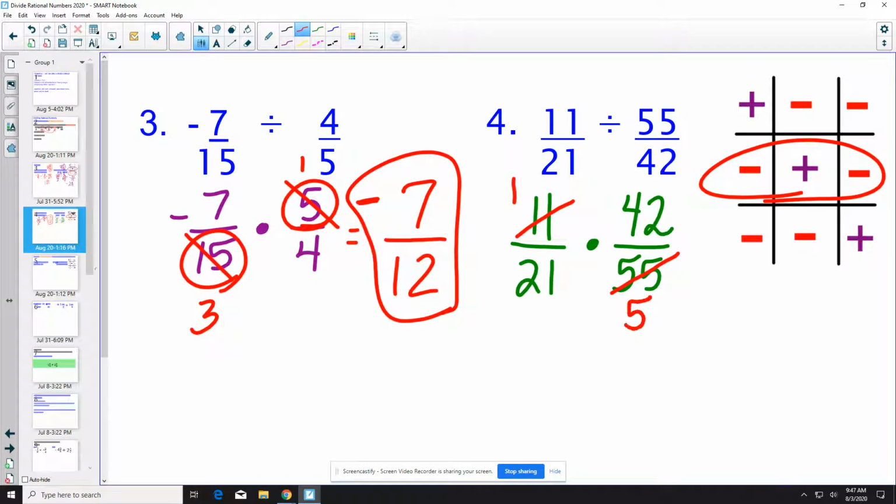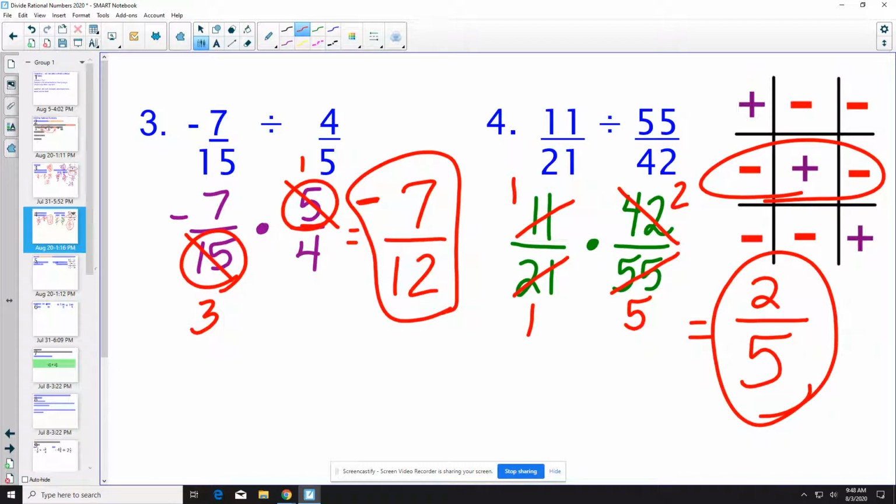Is there cancellation with 21 and 42? Well, yeah, if I take 2 times 21, I get 42. 21 will go into both of those. So we're going to cross out the 21 and ask ourselves, how many 21s go into 21? 1. How many 21s go into 42? 2. Okay, we have all our cancellation now. I got a positive times a positive times a positive is a positive. Multiply 1 times 2 in the numerator, 1 times 5 in the denominator. My answer would be 2/5.